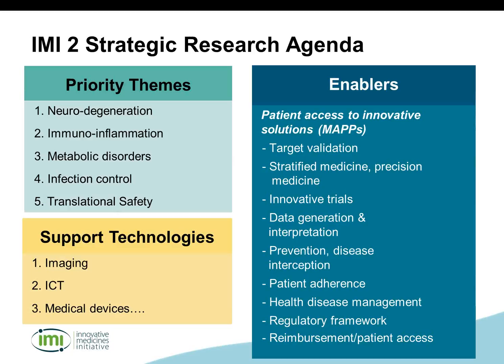In terms of prioritization of those different themes, we have several priority areas, and these are described here. So neurodegeneration, and immunoinflammation, metabolic disorders, including diabetes, infection control, and translational safety. Then we have many support technologies that we focus on, of course, imaging, ICT, and medical devices, but also, not to be forgotten, the enablers that will make it possible to really go into precision or personalized medicine. So all those different aspects you can expect will be addressed in one way or the other in most of our calls for proposals.